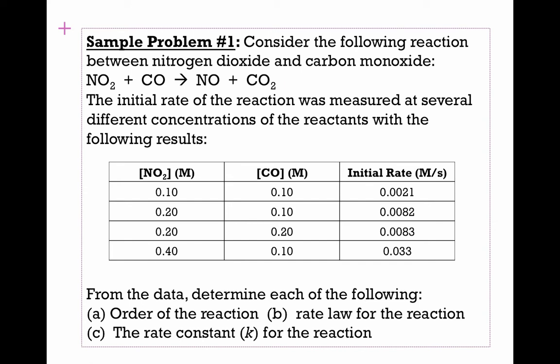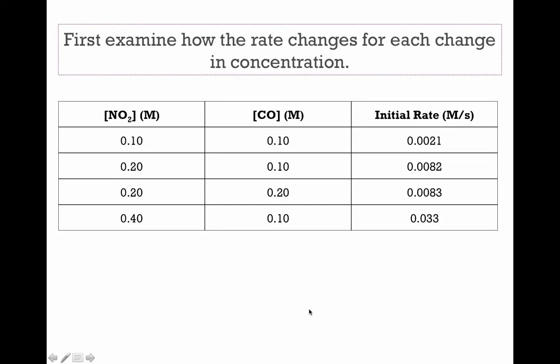So there's a couple different ways we're going to go over how to determine the order of reaction. The first one I find the easiest. This is when you're given an equation and you're given data here. So it says, consider the following reaction between nitrogen dioxide and carbon monoxide, and it gives you an equation. It says the initial rate of the reaction was measured at several intervals. So what we have here is actual data from the experiment actually taking place. It says determine the order, write the rate law, and solve for K.